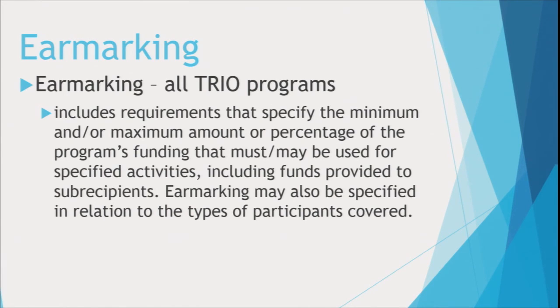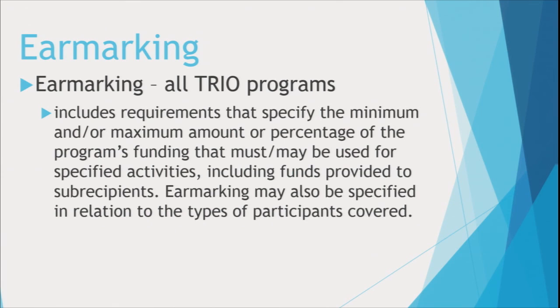For each year of the project period, a grantee must serve at least the number of participants that the Secretary identifies in the Federal Register notice inviting applications for a competition. Additionally, at least 2/3 of the individuals served by a Talent Search project must be low-income individuals who are potential first-generation college students. As another example, Upward Bound programs must have an earmarking requirement as well.